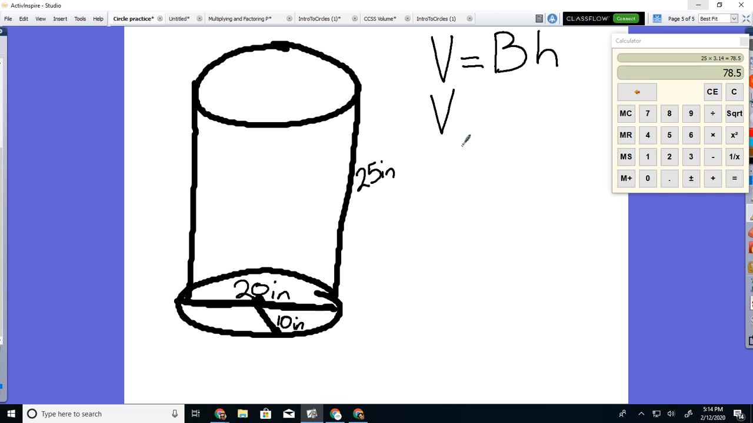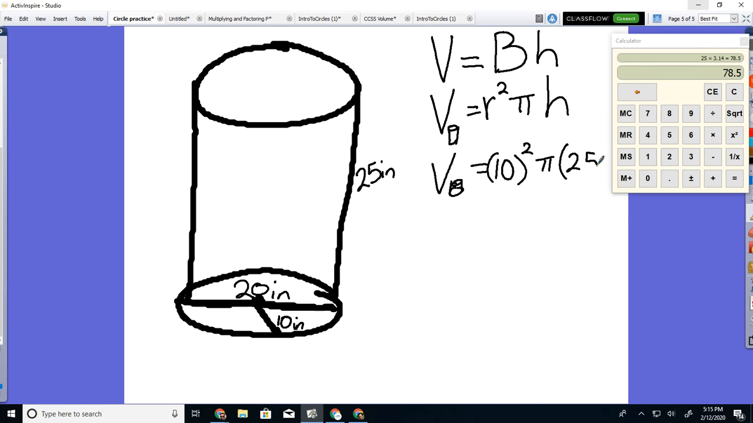Now we're going to be specific. So then we write volume of a cylinder is going to equal the area of the base, which is a circle. So that means we're going to take r squared times pi, and then we're going to multiply that times the height, because this is the area of the base. Then we start substituting. Next we substitute, so we still have volume of the cylinder is radius, which is 10 in parentheses squared, times pi times the height, which is 25.